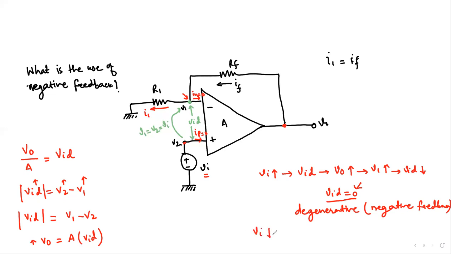Another case: if for some reason Vi goes down, it means V2 goes down. If V2 goes down, VID goes down, and the output goes down. So the voltage at node V1 goes down. In the same proportion that V2 went down, V1 is also trying to go down, so VID will go down by the same amount as it went up. The final aim is that the feedback will push the difference voltage VID to be 0. Again, this is called degenerative or negative feedback.